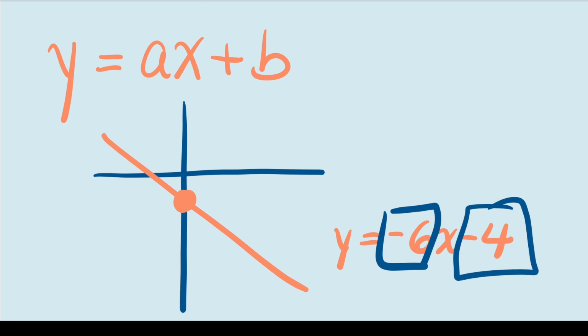At this point, you know how to determine the slope and y-intercept of a line given the equation. Now, how would you figure out the equation if I gave you the slope and y-intercept? So we're basically flipping things around. Well, let's take a look.